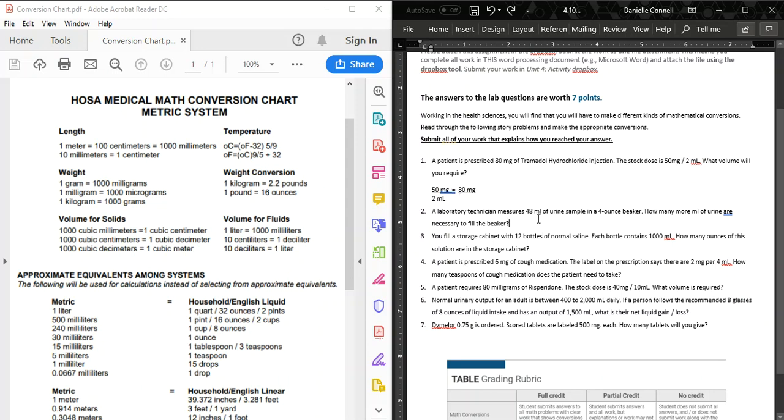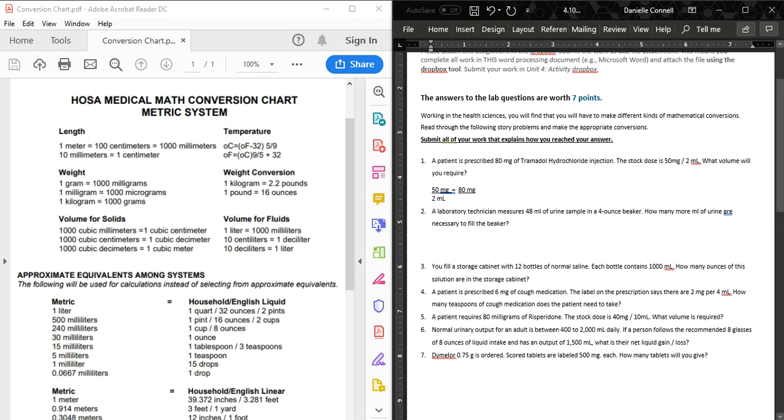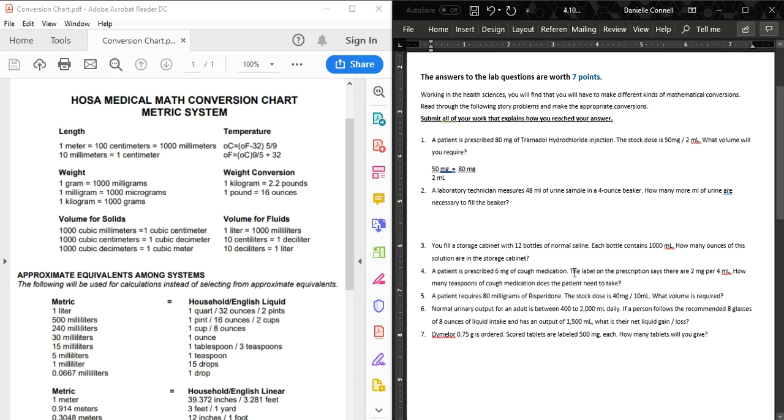Okay, moving on to number 2. A laboratory technician measures 48 milliliters of urine sample in a 4-ounce beaker. How many more milliliters of urine are necessary to fill the beaker? We're going to do a little bit of different math here. First of all, 4 ounces is one of the units we're looking at, and milliliters is the other, and the answer needs to also be in milliliters.